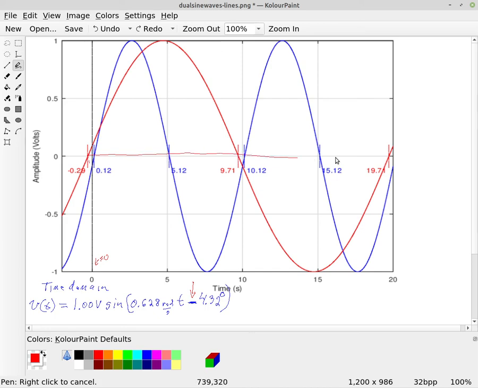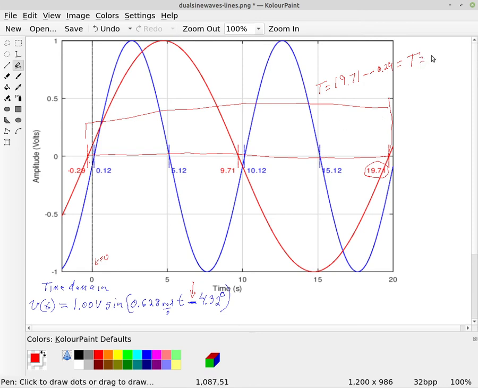The period of this waveform for one complete period. One complete period here is ending at 19.7, so we're going to take the end time, 19.7, minus the beginning time, which is actually a negative value because it's ahead of 0. So it's going to be a minus 0.29, and we see that the period of the red waveform then is actually 20 seconds. So it'd be 20.0 seconds if we're going to enter that into Blackboard.